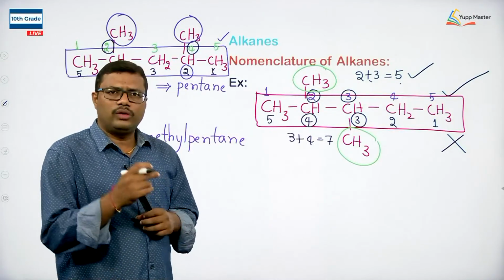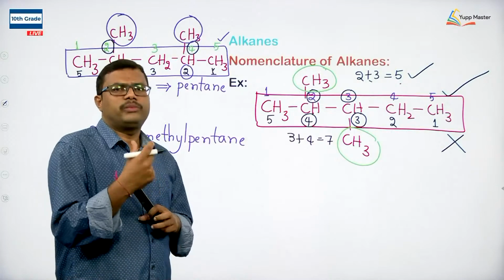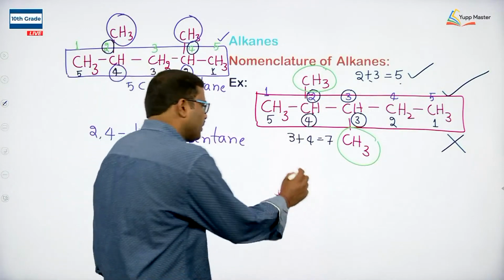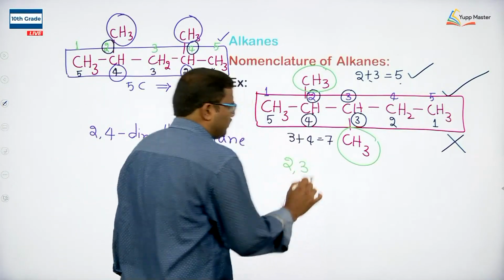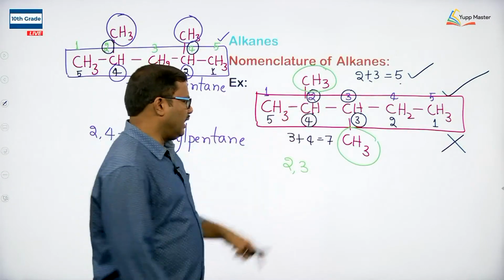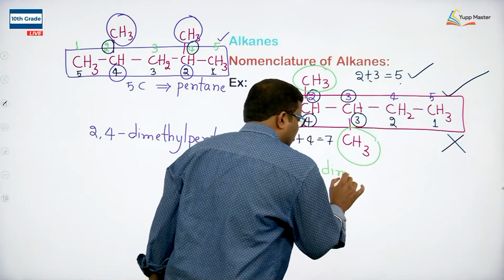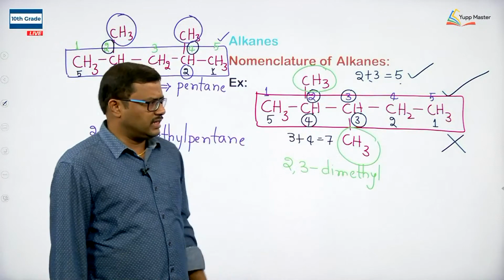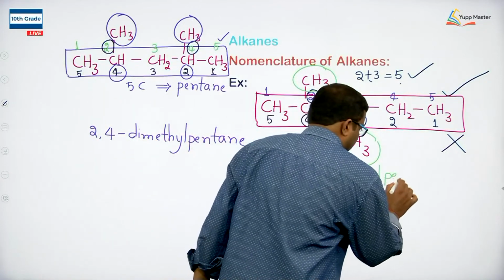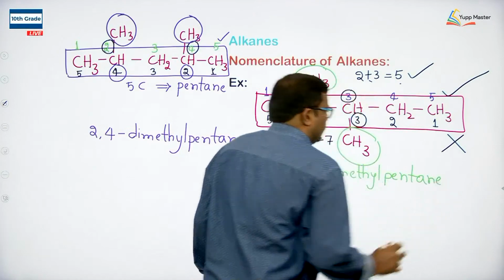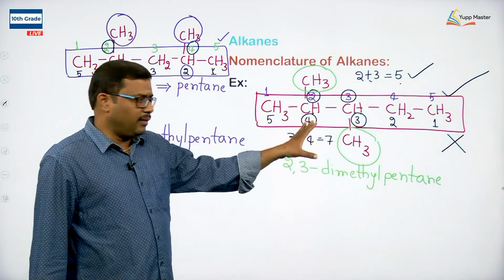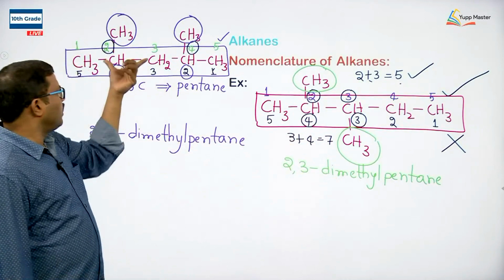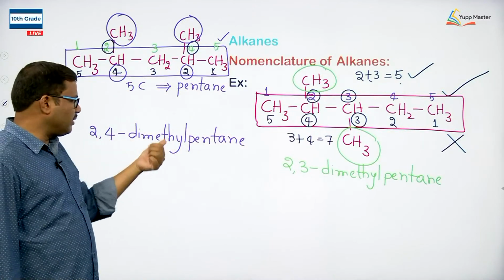So before dimethyl we have to indicate their location, where that methyl group is present. So on the second carbon as well as on the third carbon the methyl group is present. So we can write it as 2, 3. 2, 3 dimethyl, you have to write a hyphen after the numbers and then write the dimethyl. So the total number of carbon atoms present in the parent chain is 5, so it is pentane. So this is 2, 3 dimethyl pentane. The name of this particular compound is 2, 3 dimethyl pentane. The name of this compound is 2, 4 dimethyl pentane.